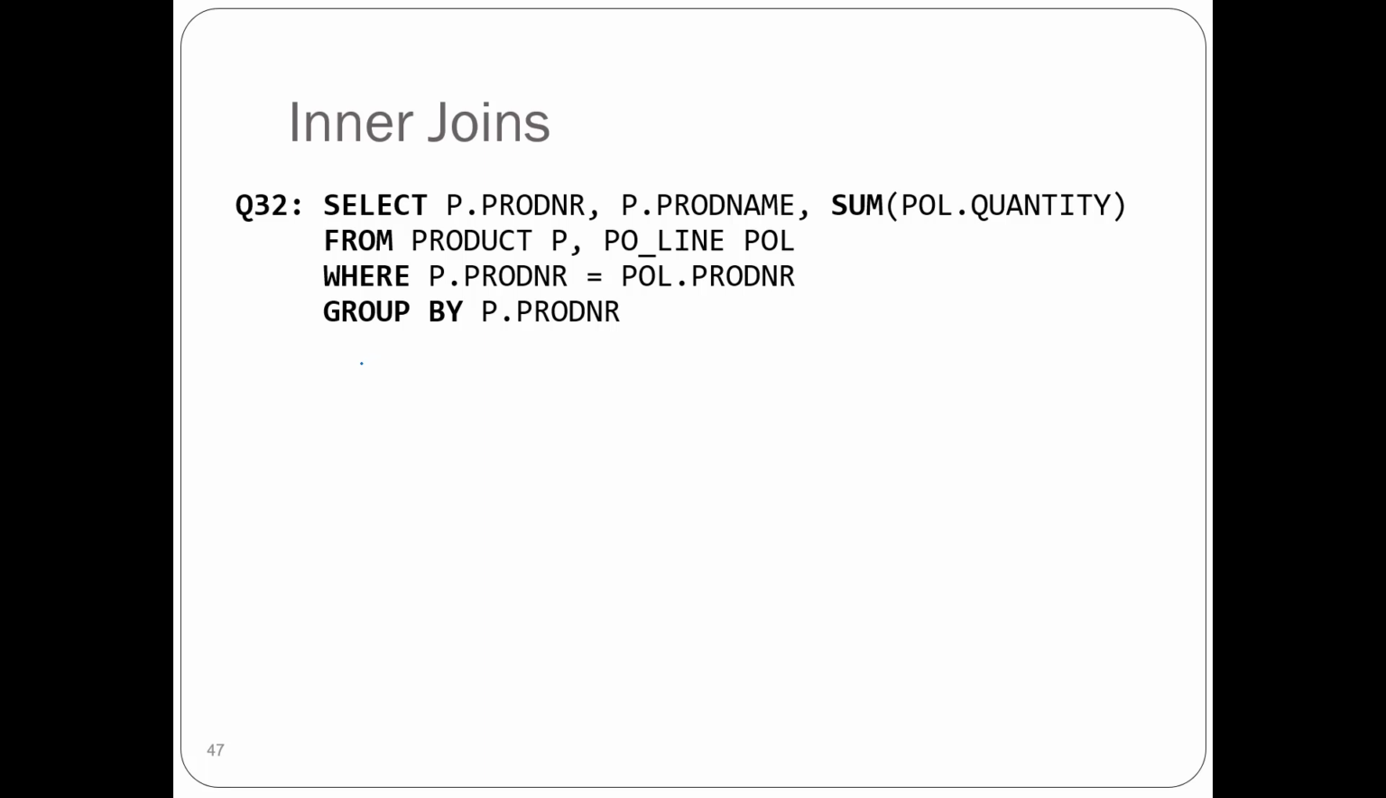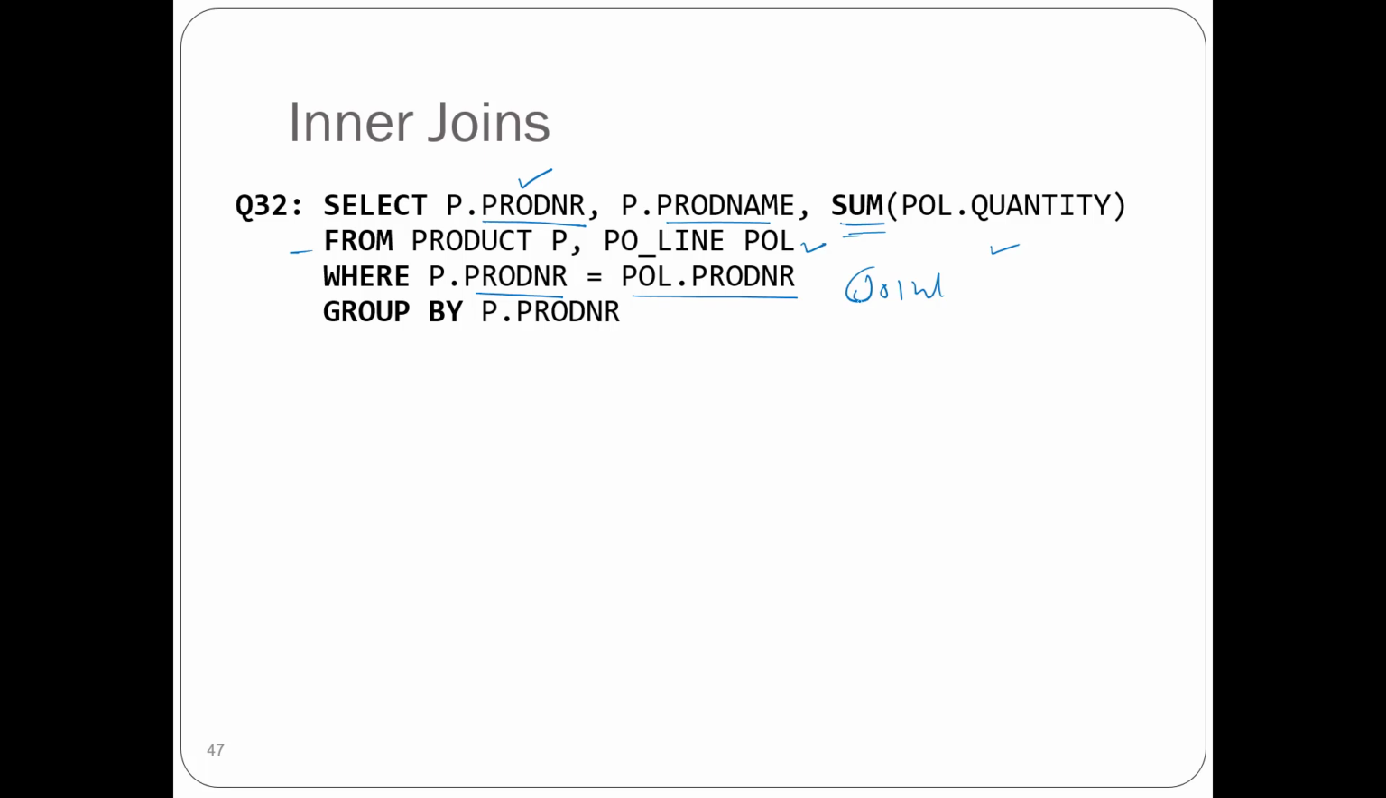So with the inner join, you can also apply an aggregate function. Okay, so let's look at this query. It returns the product number from prod P, PO line POL. We are using these two tables, the product table and purchase order line. The product table has been called P and PO line has been called POL. From these two tables, what do we need? Select P.prod_nr, P.prod_name, sum of POL.quantity from product P, PO line POL, where P.prod_nr is equal to POL.PONR. That is where we are doing the join.